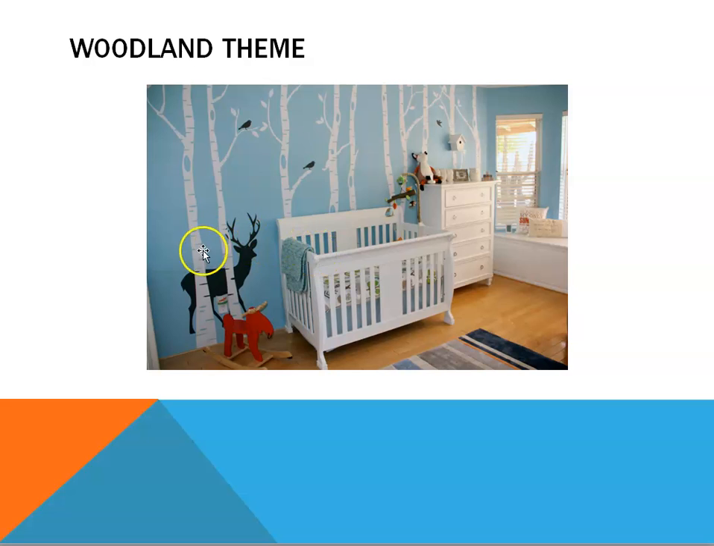You could do something more graphic, like a woodland theme, with these like cutouts on the walls. And again, what exists in a woodland? So you have deer, you have birds, you have these birch trees. There's even like a little stuffed fox dude over here. I think this is supposed to be a moose.